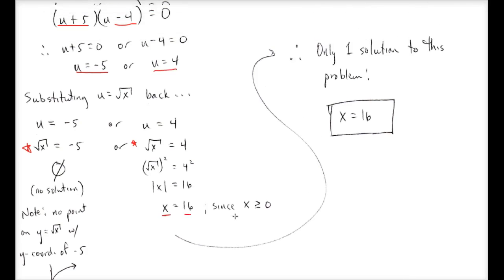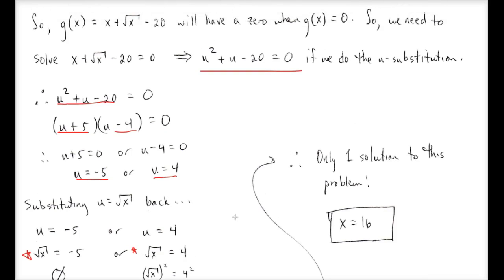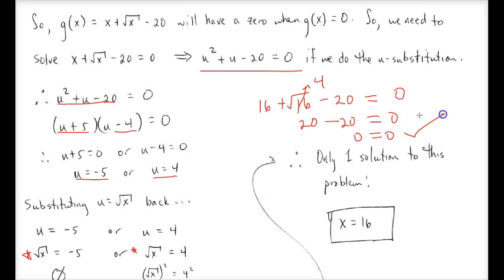So here we know that there's only going to be one solution to this particular problem, which is 16. Of course, we could always go back and check our solutions to see that it is indeed the answer. So I'll go ahead and do that now. We have 16 plus square root of 16 minus 20, and we want to see if that equals 0. Square root of 16 is 4, 16 plus 4 is 20, and 20 minus 20 is 0. So that checks out.